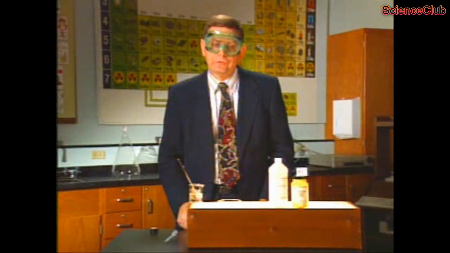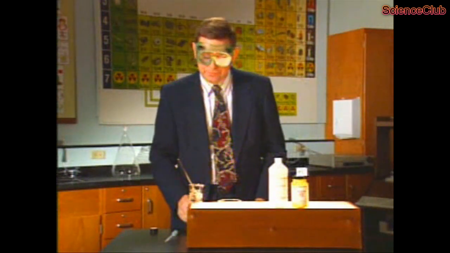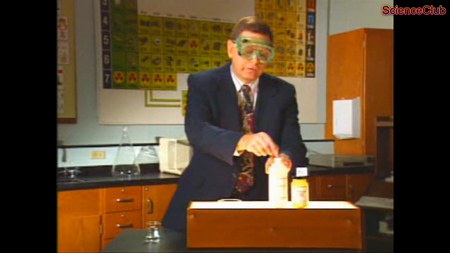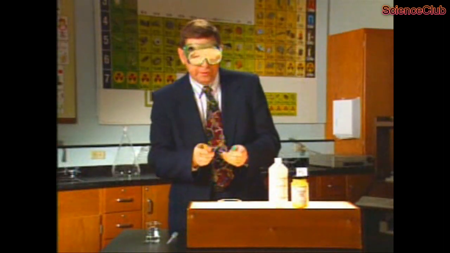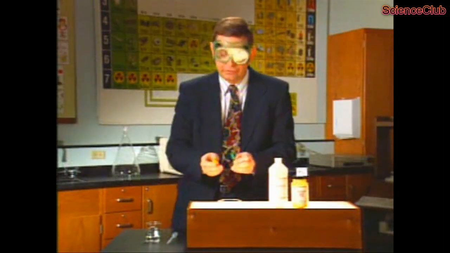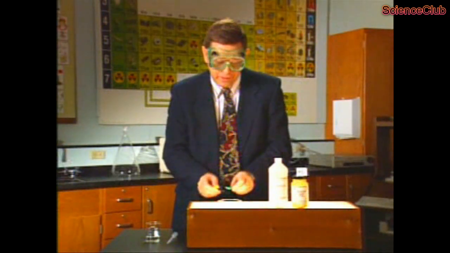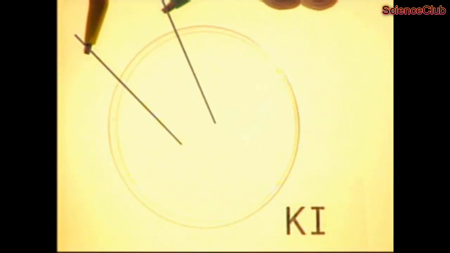To demonstrate the electrolysis of potassium iodide, we have a potassium iodide solution which we'll place in the Petri dish. We'll then add a few drops of phenolphthalein indicator to the potassium iodide solution. We've connected two pieces of carbon pencil lead to serve as electrodes to a variable power supply. We're going to place those into the solution.